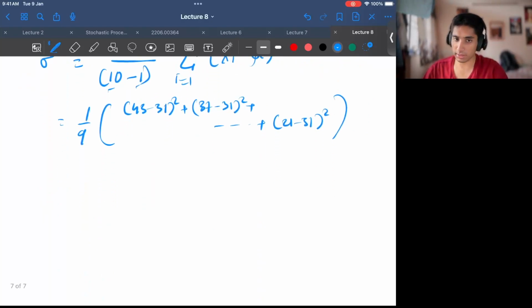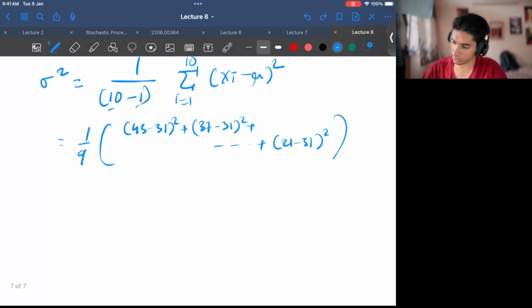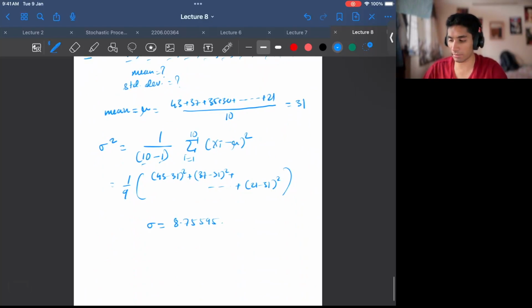You calculate this. I will just write the final answer. If you do this, then sigma comes out to be 8.7551, something like this. So a simple thing, right? Just calculate the average, the mean, and the variance. Take the root of the variance, you get the standard deviation. There's nothing tough about this. Simple thing.